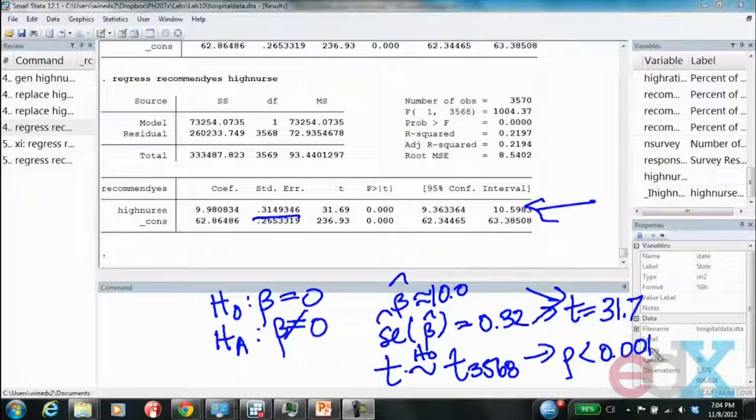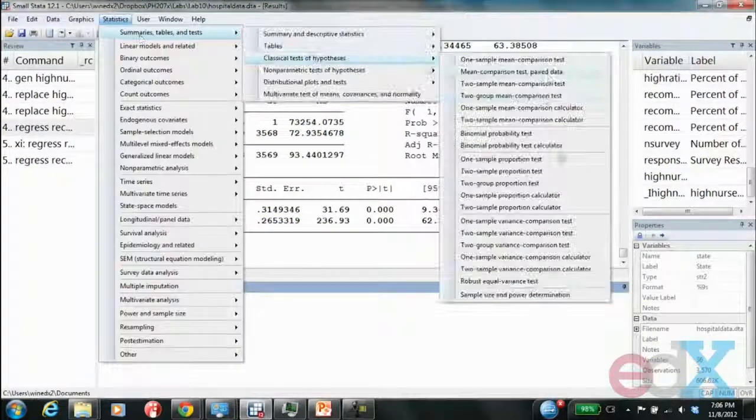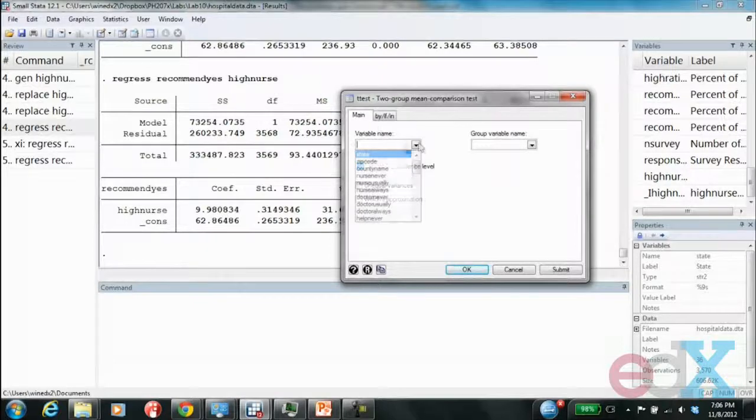The last thing I want to do in this tutorial is compare the results of the test above to a two-sample t-test with equal variances. You have to think back a few weeks. So I want a two-group mean comparison test. The variable name is recommend yes. The group variable name is high nurse.